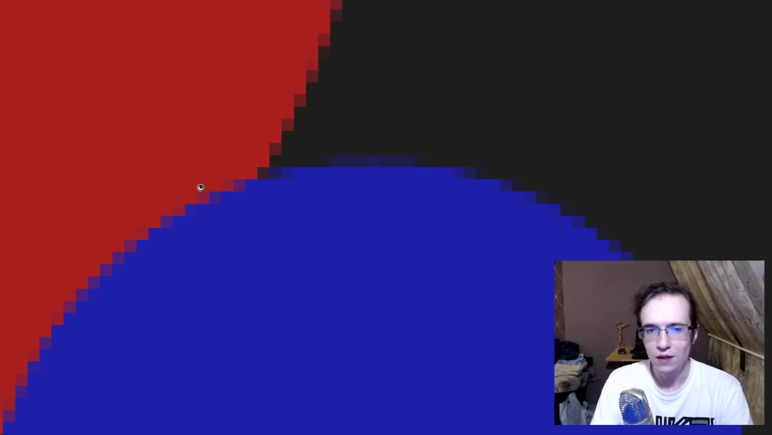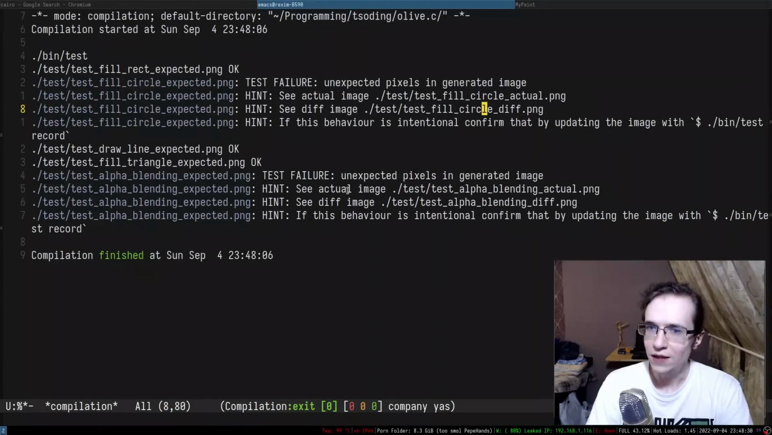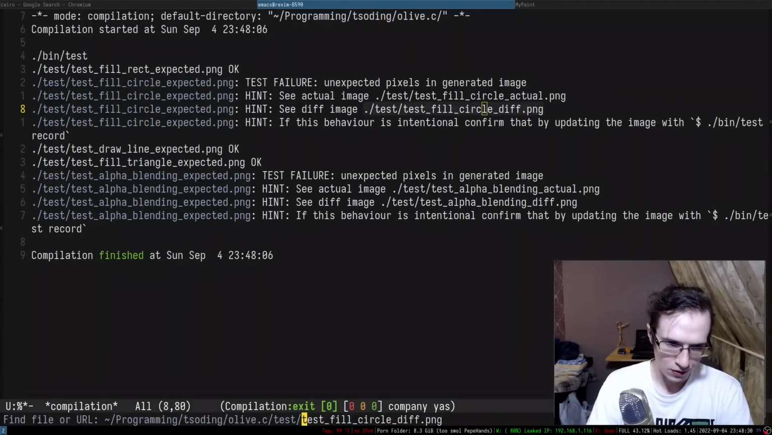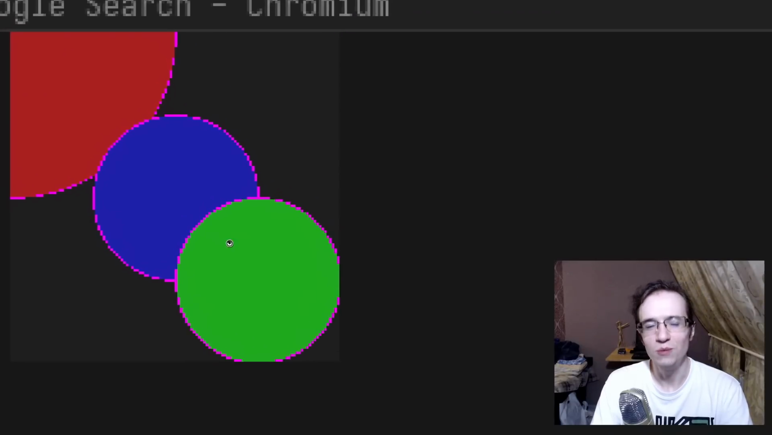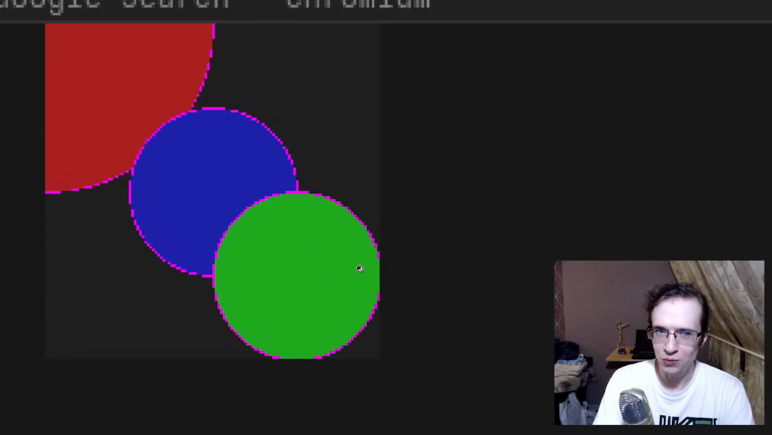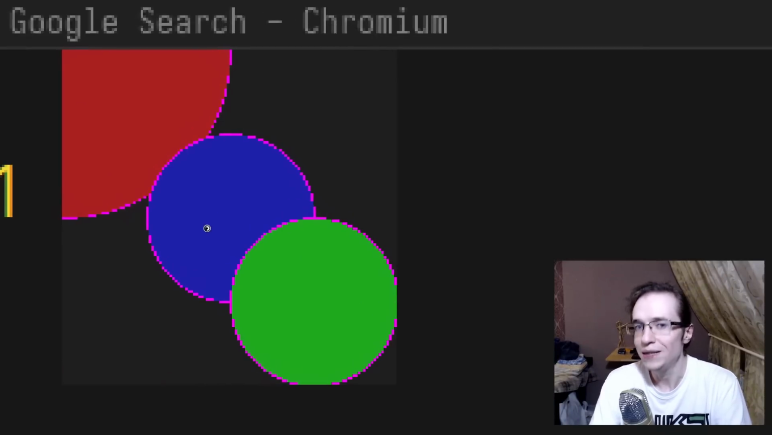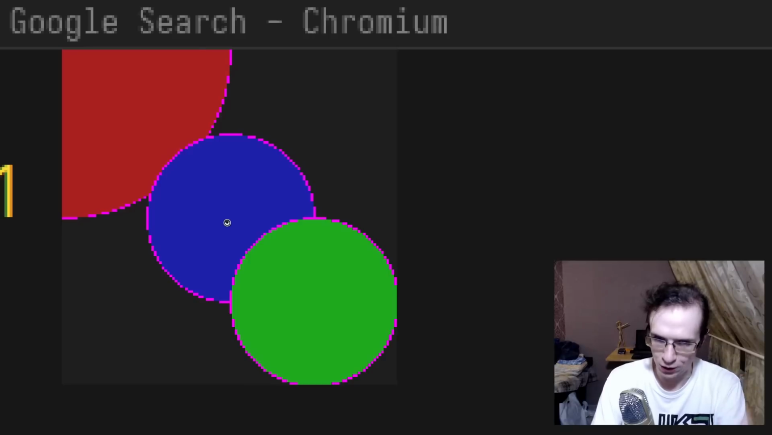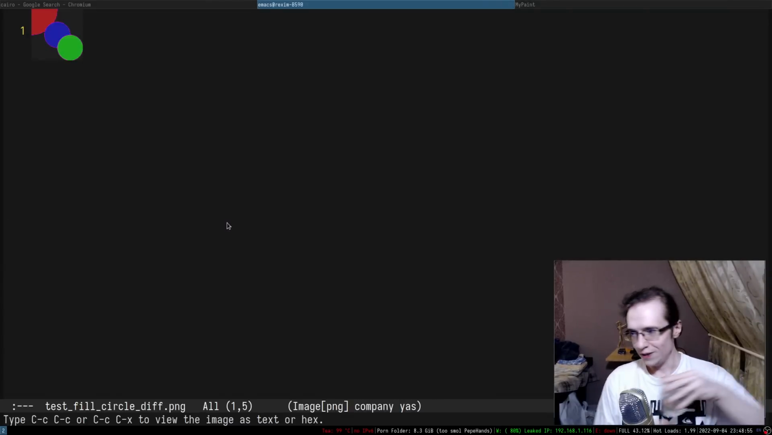So as you can see, this blue blends with the red a little bit. All right, and if we take a look at the diff, you can clearly see this is the difference between expected and actual, and the difference is at the edges of anti-aliasing. So this is precisely why I implemented this testing framework that can actually highlight the differences, because once you start implementing features like anti-aliasing, it becomes kind of important. You can see the actual difference between those things. Right, so yeah, that's actually pretty cool.